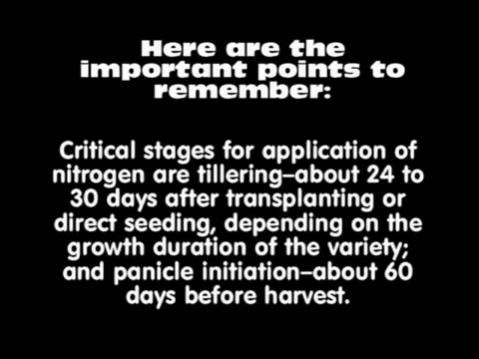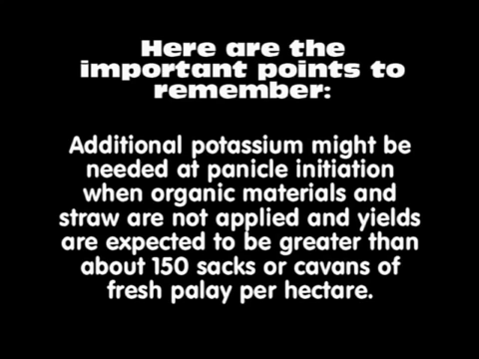Here are just some important points to remember. Critical stages for application of nitrogen are tillering about 24 to 30 days after transplanting or direct seeding, depending on the growth duration of the variety, and panicle initiation about 60 days before harvest. Additional potassium might be needed at panicle initiation when organic materials and straw are not applied, and yields are expected to be greater than about 150 sacks or kavans of fresh palay per hectare.